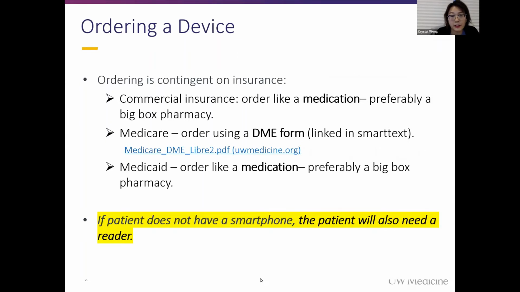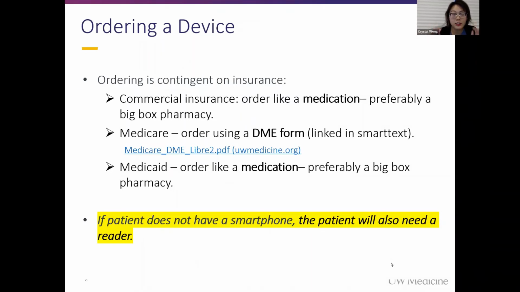RPM is remote patient monitoring. That's a generic term for all sorts of using a device at home. So you also need to get the patient their equipment. I think the easiest way to do this, even for Medicare, which requires this to go through DME, is just to write it like a medication. On the next slide I have screenshots of the orders, but if you just type in Libre, it'll pop up the orders.